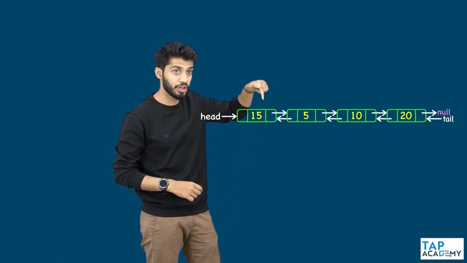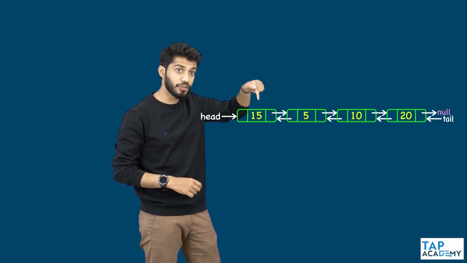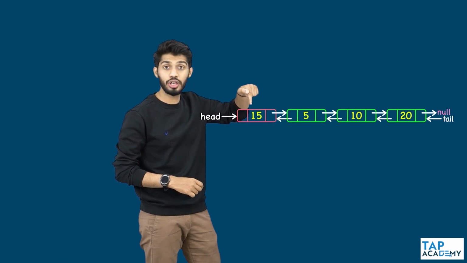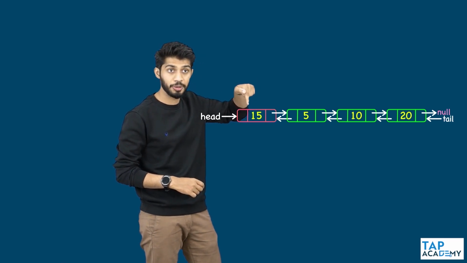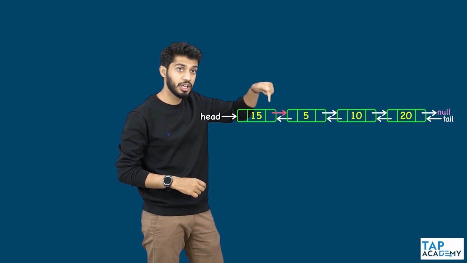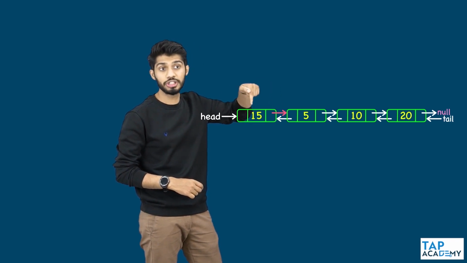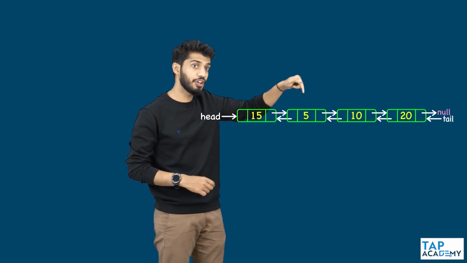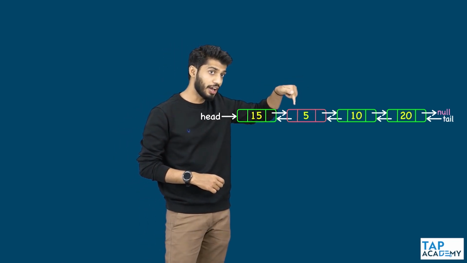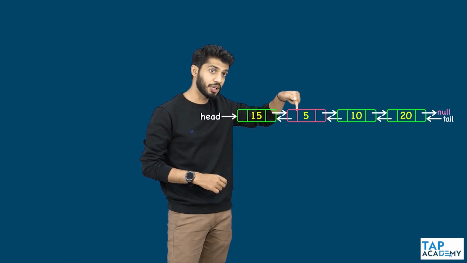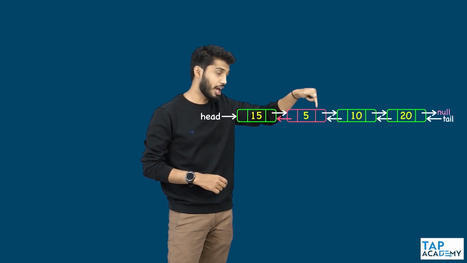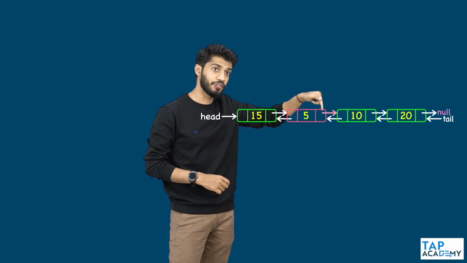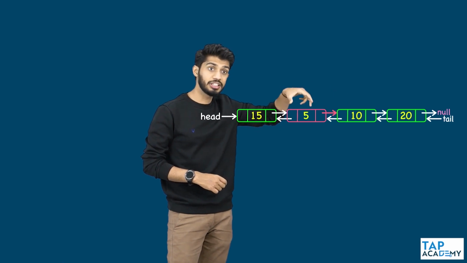If you observe, this is the first node. It has 2 references. This is the previous one, and this is the next one. The previous is not referring to anything because there is no node before this, but the next is referring to the next node. Same way, if I take this node, I have 2 references. The previous is referring to 15, whereas the next is referring to 10. So you can clearly see the data is only 1, but the references are 2.